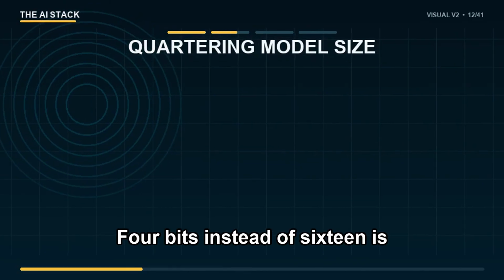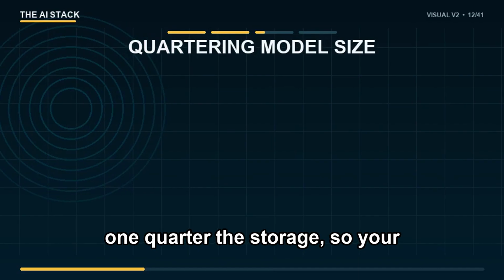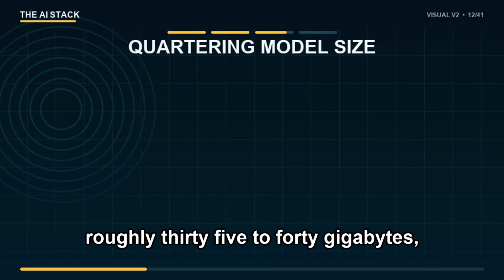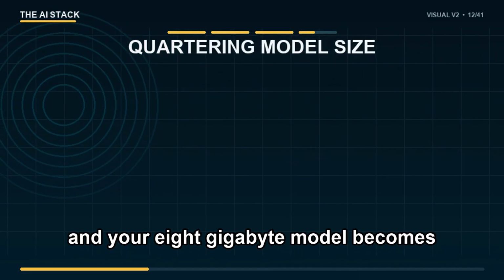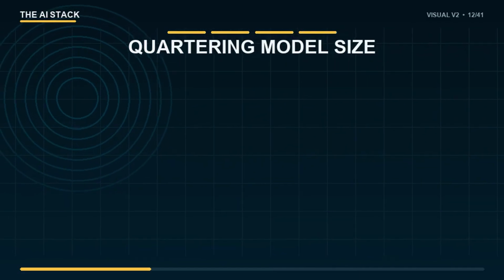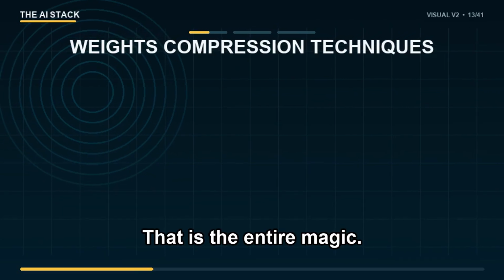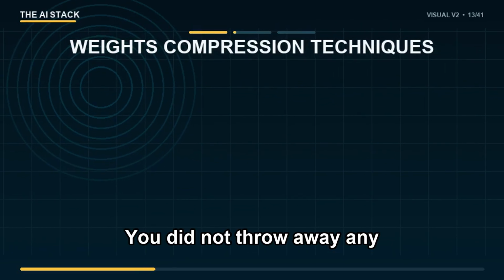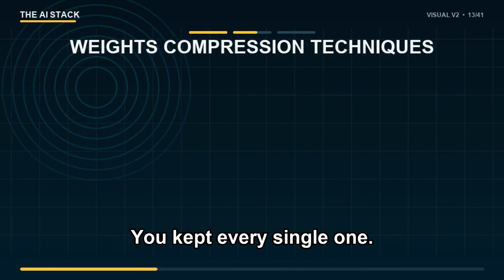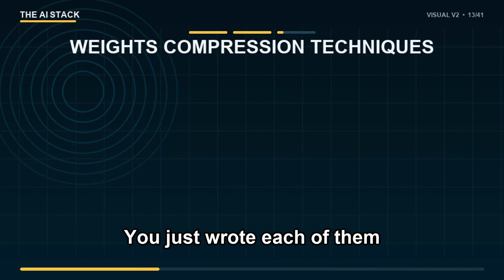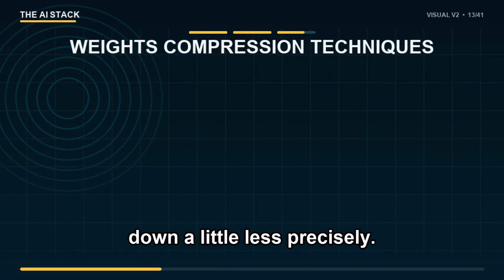4 bits instead of 16 is 1/4 the storage, so your 140 gigabyte model becomes roughly 35 to 40 gigabytes and your 8 gigabyte model becomes about 2. Suddenly it fits. That is the entire magic. You did not throw away any of the billions of weights. You kept every single one. You just wrote each of them down a little less precisely.